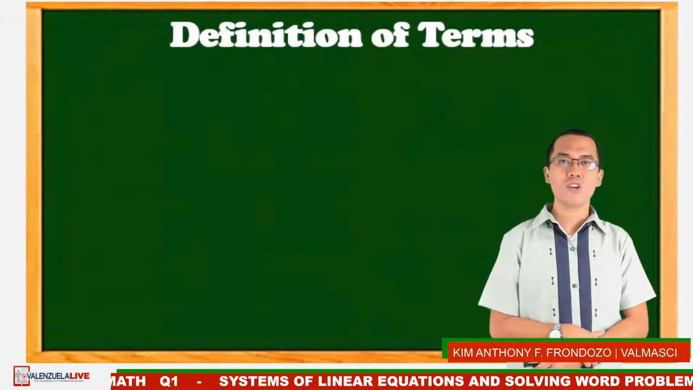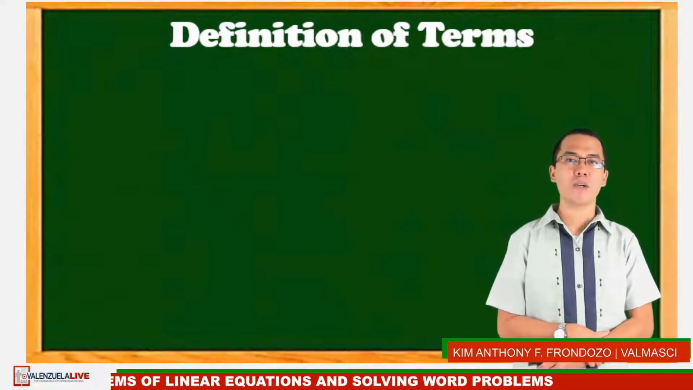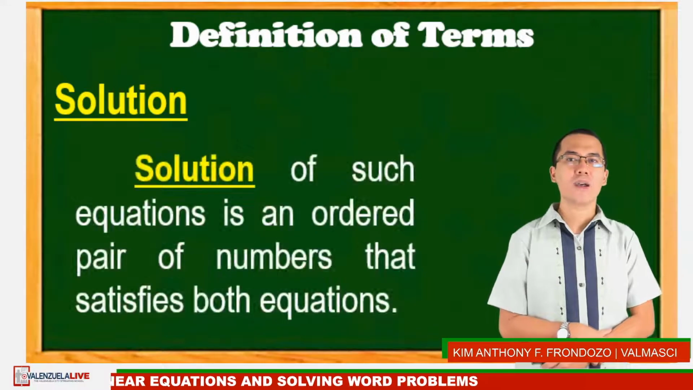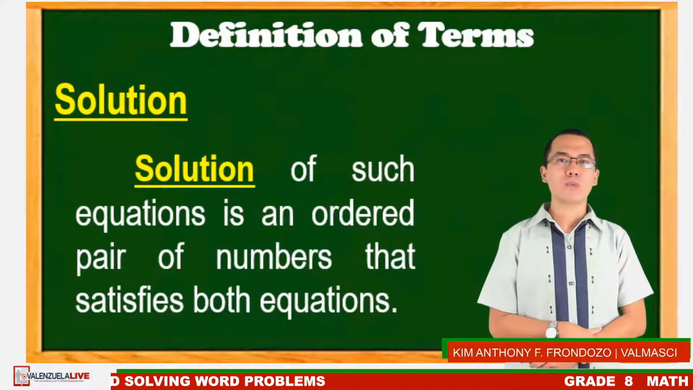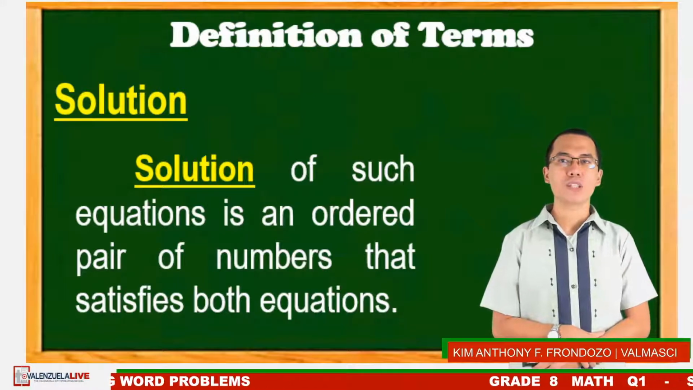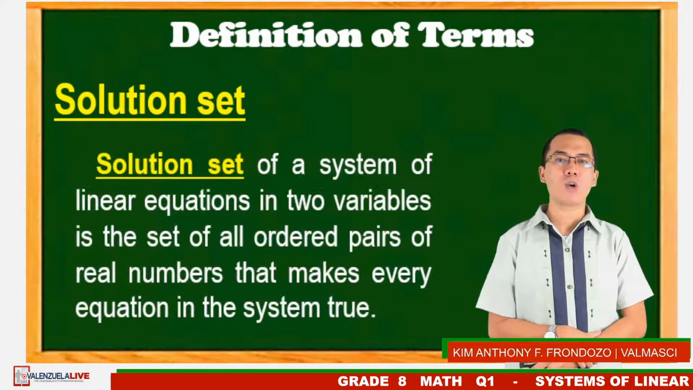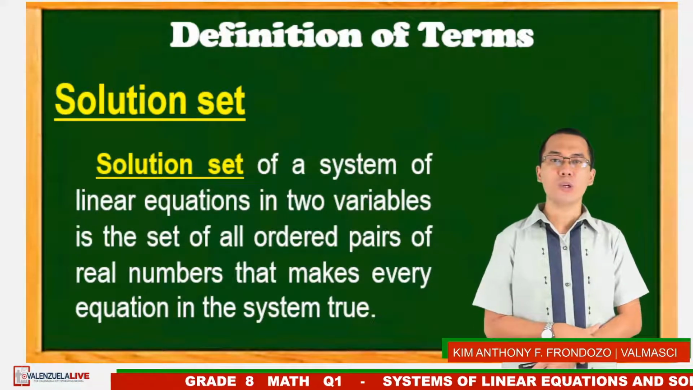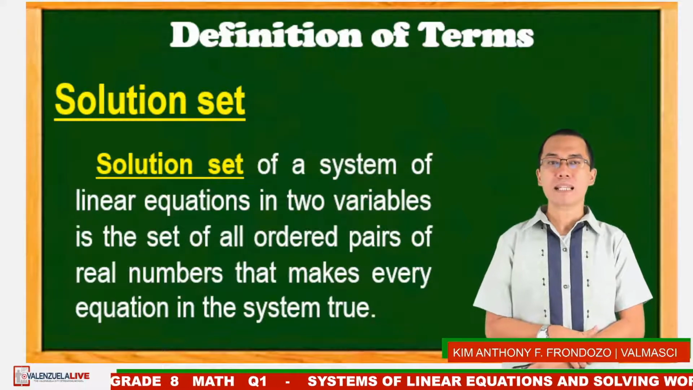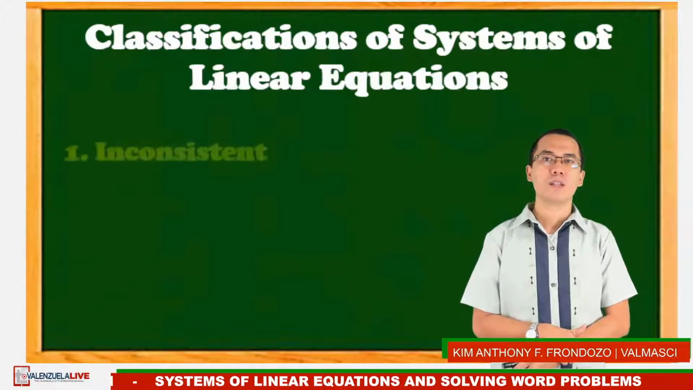Second is the word solution. Solution of such equation is an ordered pair of numbers that satisfies both equations. And for the last word, we have solution set. Solution set of a system of linear equations in 2 variables is the set of all ordered pairs of real numbers that makes every equation in the system true.